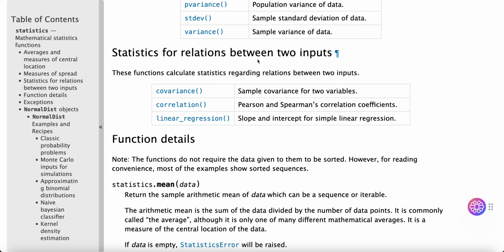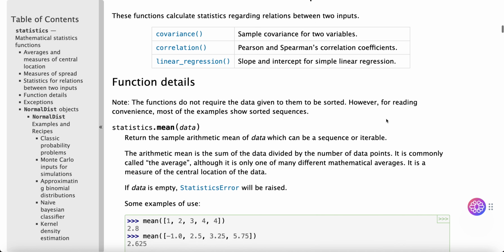Statistics for relations between two inputs. These functions calculate statistics regarding relations between two inputs. Covariance: sample covariance for two variables. Correlation: Pearson and Spearman correlation coefficient. Linear regression: slope and intercept for simple linear regression.